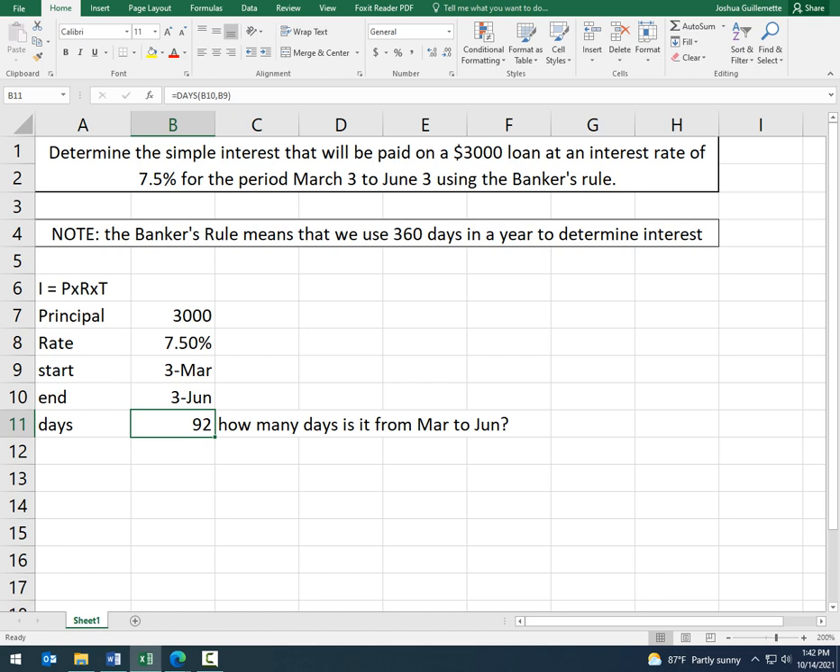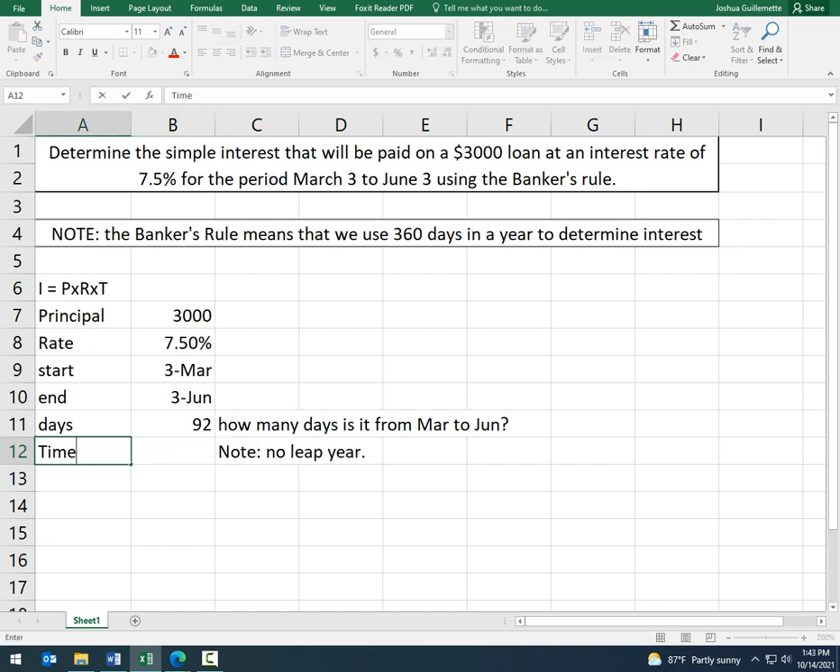All right? So now I do want to make sure that we note, no leap year. If there was a leap year in there and we were going across February, then I would need to do something with this. I would need to add a day to the 92. But from March to June, there's no leap year, so I don't need to worry about it.